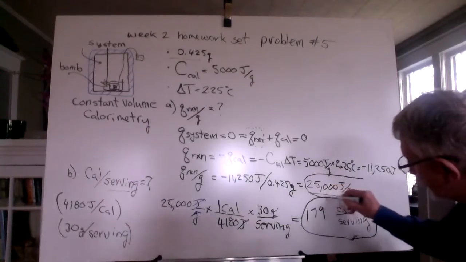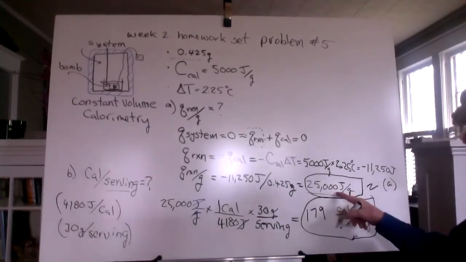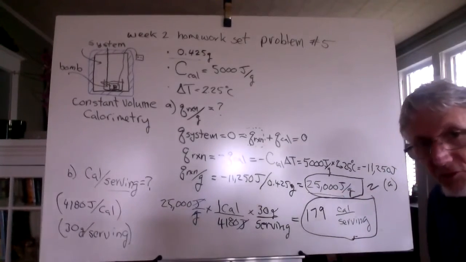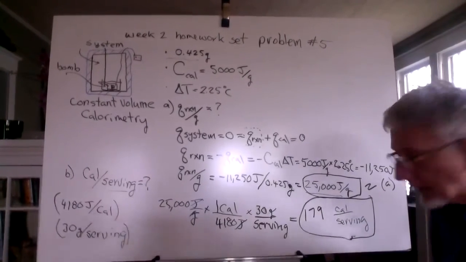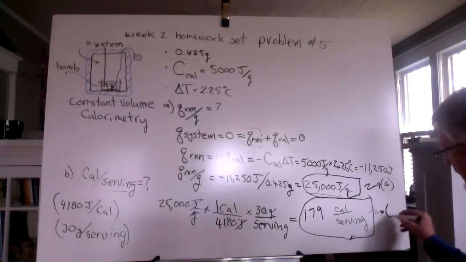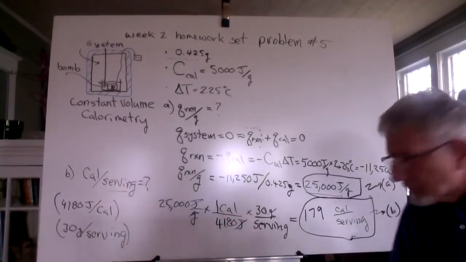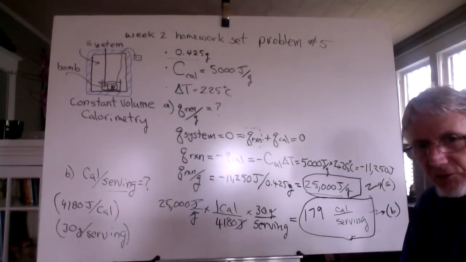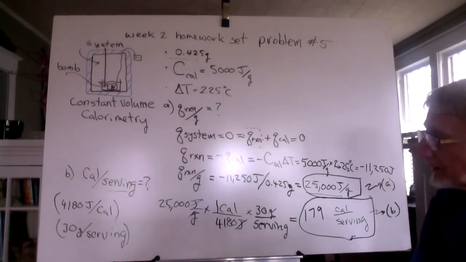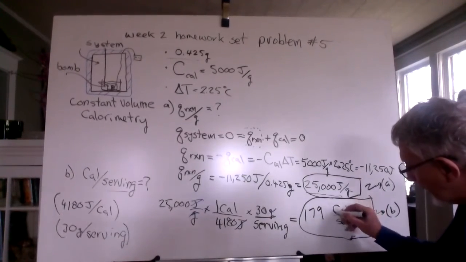This was the answer for part A. There are 25,000 joules of heat energy released for every 1 gram of the cereal combusted. And part B, there are 179 calories, food calories per serving of that particular cereal. And that's the story. Now, notice that this calorie, CAL, should be uppercase.